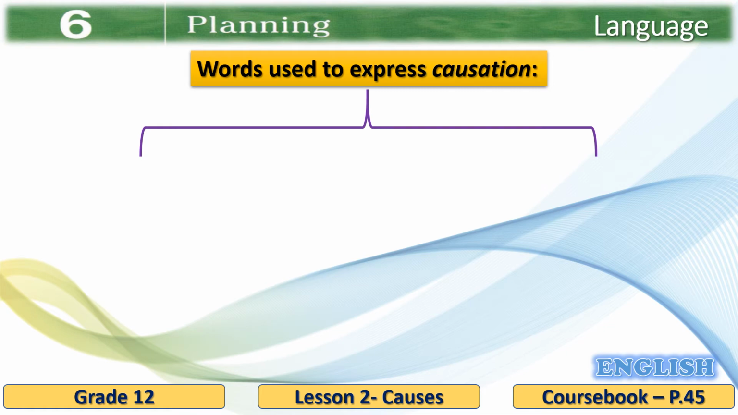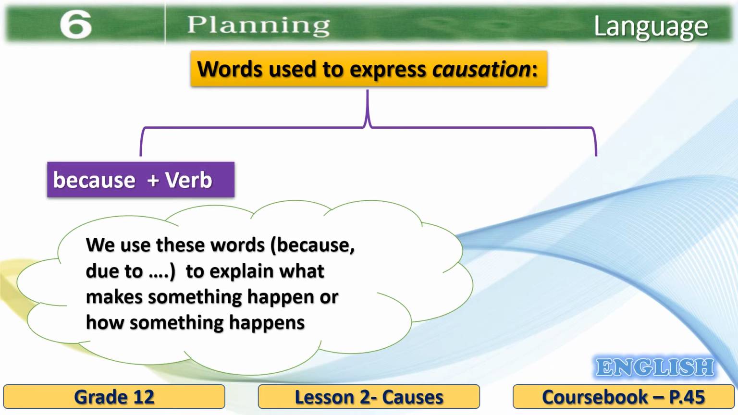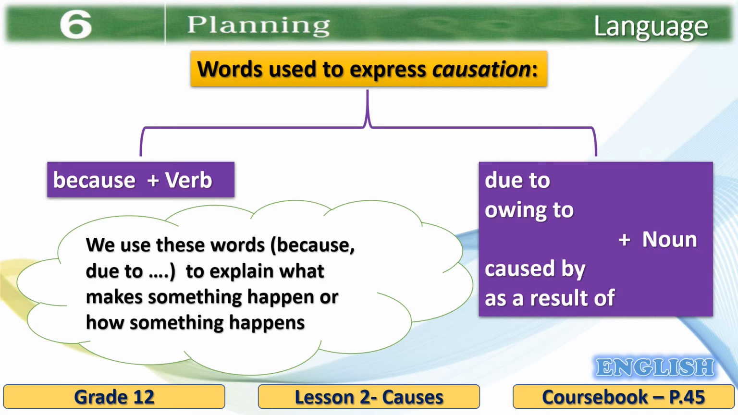Dear students, let's now come back to the course book, page 45. In this part, we will talk about the language section here, causation, words used to express causation. And here we use these words like because and due to and the rest of words to explain what makes something happen or how something happens. So here we have two groups. The first one, we have the word because, which is followed by a verb, while the other group, we have due to, owing to, caused by, and as a result of, and these are followed by noun.